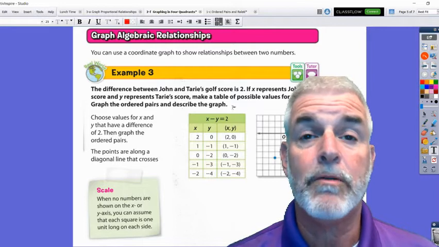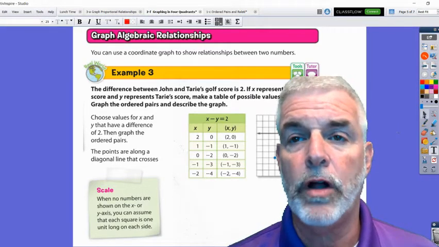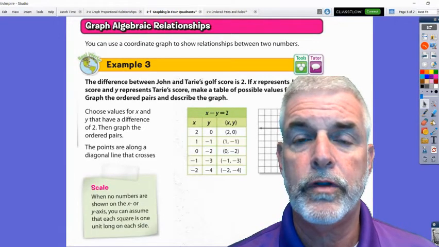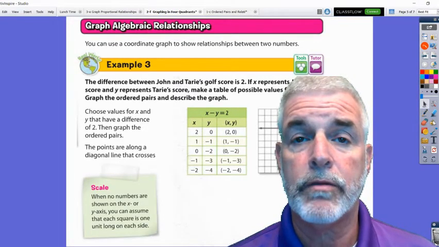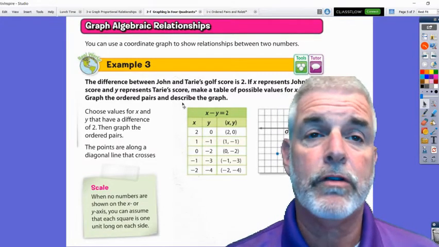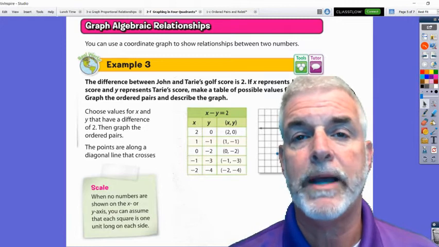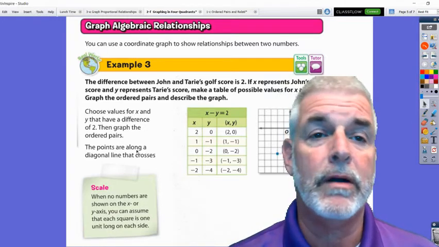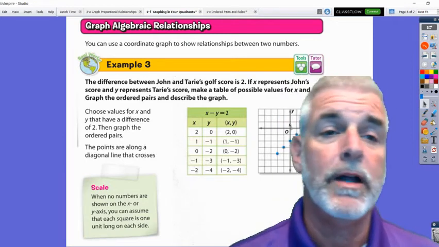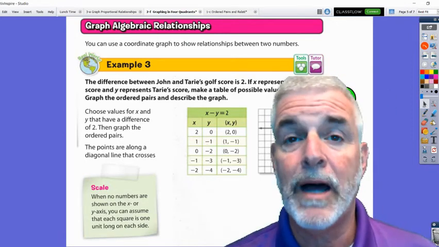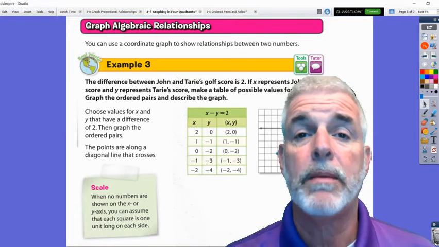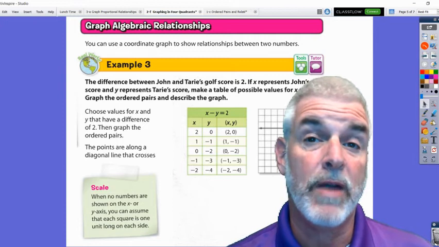Make the table of possible values. Graph the ordered pairs. So they graphed all these points: 2, 0; 1, -1; 0, -2; -1, -3; -2, -4. Right, so they're all graphed. Then it says describe the graph. So the points make a straight line. I mean, they even said, oh, the points are along a diagonal line that crosses the y-axis at -2. There's lots of stuff you're going to learn about lines like this over the next few years. So this beginning part, right now, probably best to just observe that they make a straight line.